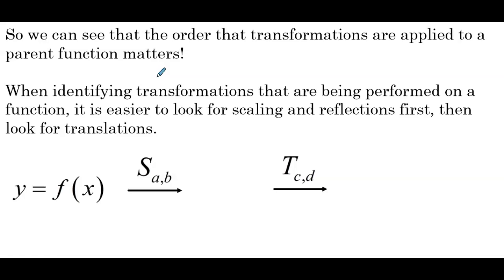Now let me be clear here. You can do it in any order. Some I find more difficult than others. I find it easiest to identify those scaling and reflections first, and then follow that up with the translations. And the key to doing that is rewriting the function in a particular way. If we can do that, then we can identify the scaling reflections, followed by the translations, and our life becomes a little bit easier.